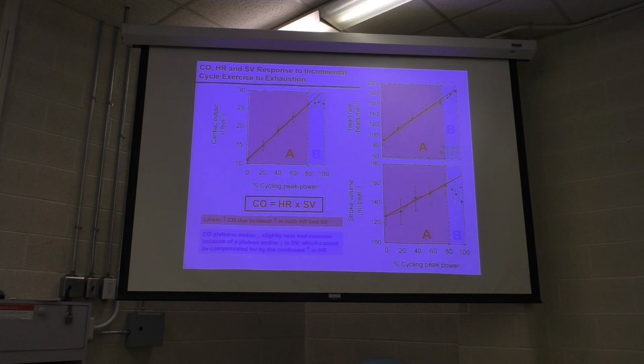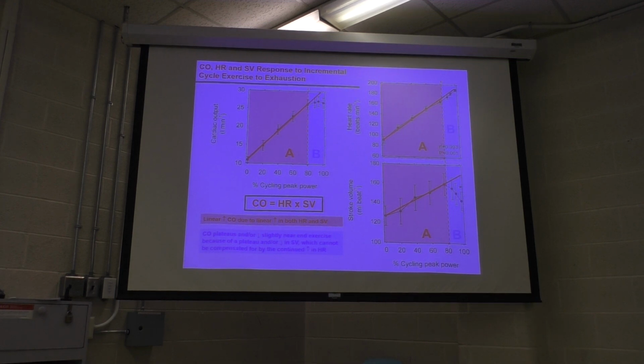Okay. But then what happens near the end of exercise when you're getting up towards exhaustion? So you can see that cardiac output has this plateau. We showed this on the last slide. So plateau, so it's either not going up anymore or it might be slightly decreasing. So where is that coming from? Let's look at the heart rate. Heart rate is still going up, and you guys probably know this from all of your time exercising, that your heart rate just keeps on going up and up and up. So what's the issue here? The issue is stroke volume.